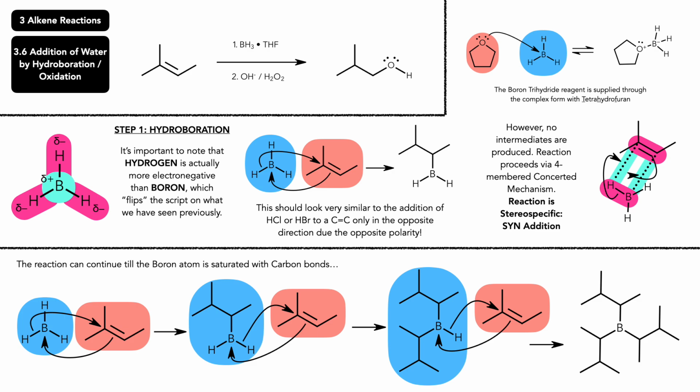Notice how this contrasts to what we saw earlier with halogenation. Indeed, in that case, the halogens were more electronegative than hydrogen. In this case, however, hydrogen is more electronegative than boron. So in this case, we have anti-Markovnikov addition because of that. And therefore, it's regiospecific in an anti-Markovnikov manner.